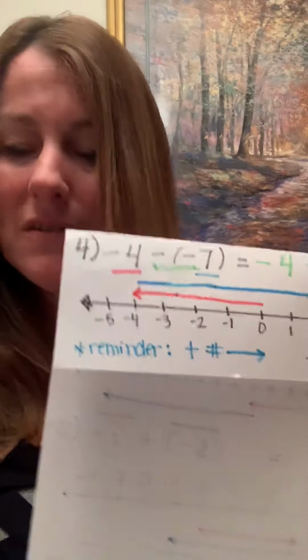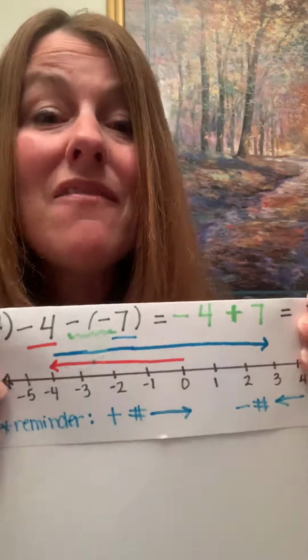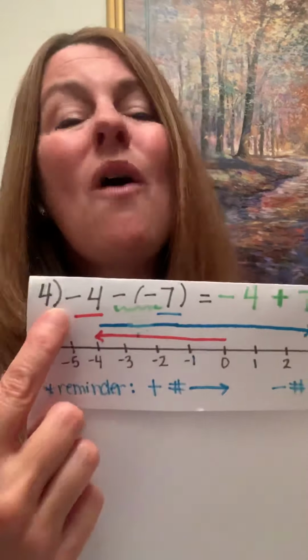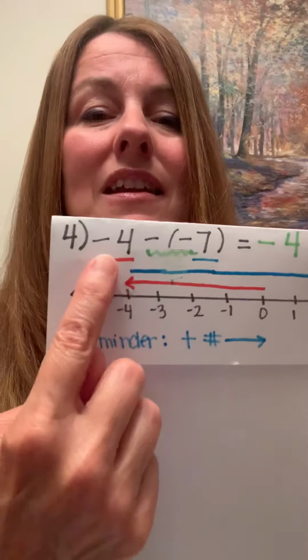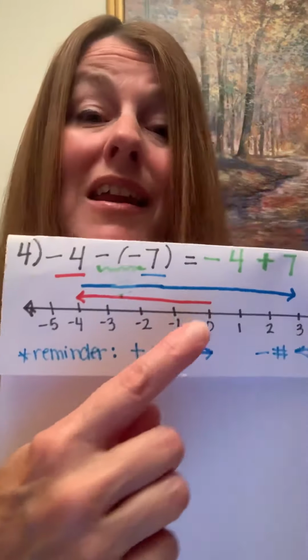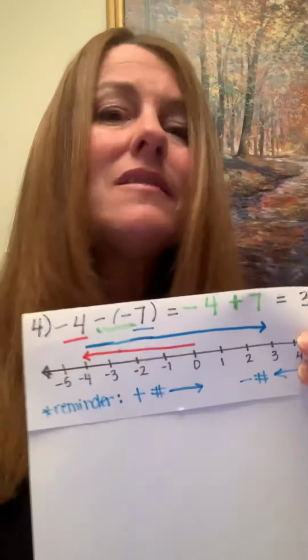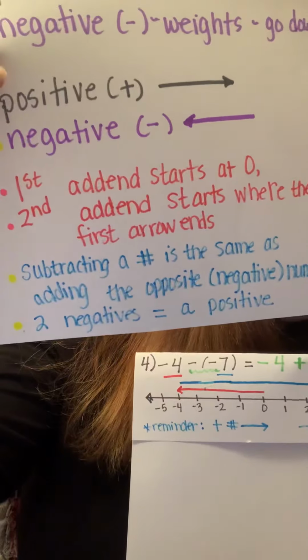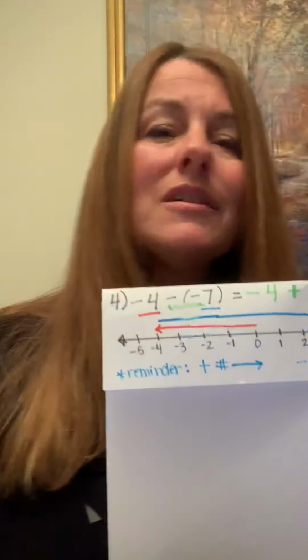So now we have -4 minus a -7. What? Look at all these negatives. Negative, negative, negative. Well, what did we say about two negatives together? Do you remember? Let me remind you really quick. Do you see that? Two negatives equal a positive.